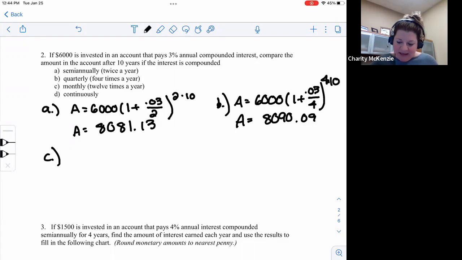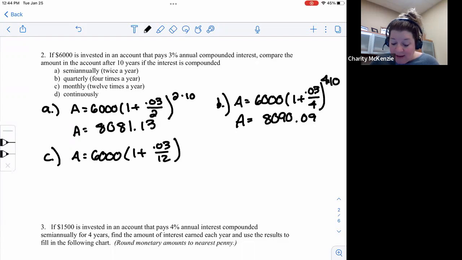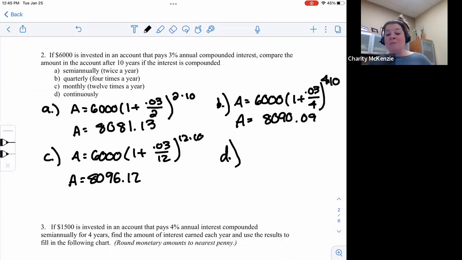So monthly. So you're going to then change your 6,000 times 1 plus your rate. Now it's divided by 12, right, to get that monthly. So I'm going to hit second enter again. I'm just going to change my 4 to a 12. And so I'm going to do that in both places here. I have to do insert to insert one letter, but I get, ooh, it's even less on this one, $8,096.12. Okay, pause, make sure you can calculate this on your calculator, okay?